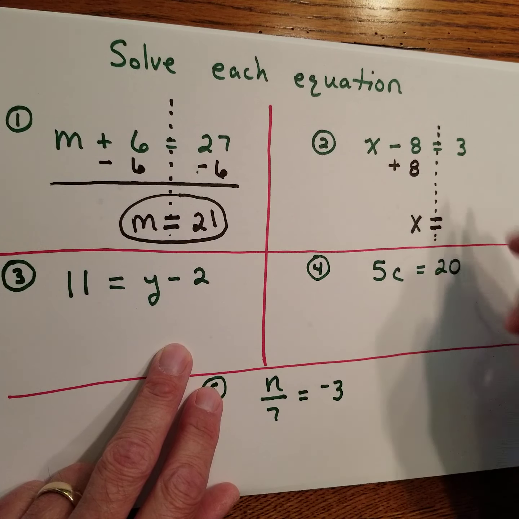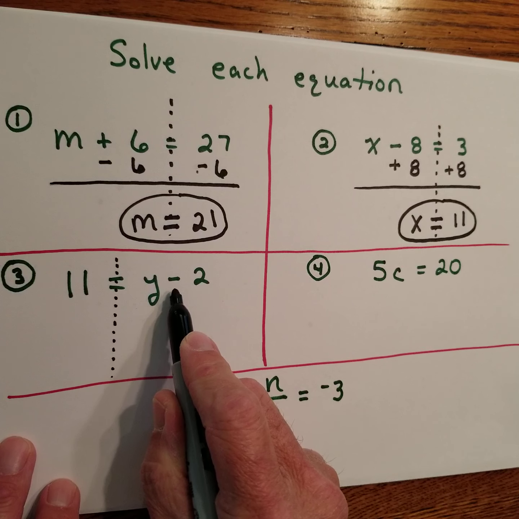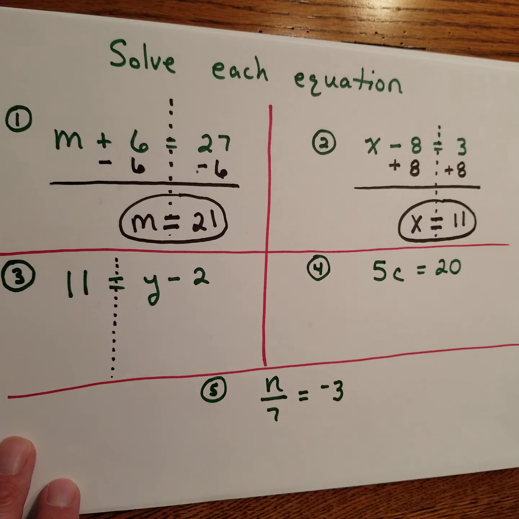In problem number 3, the variable, y, is on this side of the equal sign. I'm supposed to find a large number that I can subtract 2 from and end up with 11. I can do that in my head. But if I'm supposed to show work, when I'm done, I want y by itself on its side of the equal sign. My answer will be over here. To get y by itself, this 2 has to leave. The 2 is being subtracted.